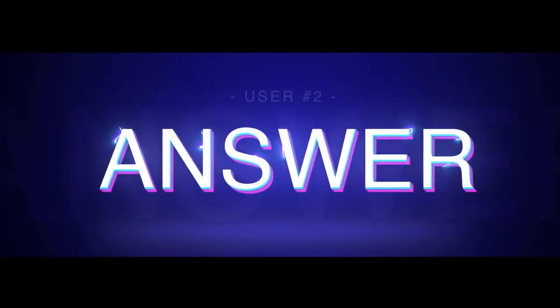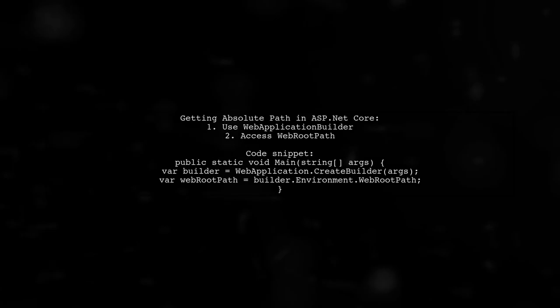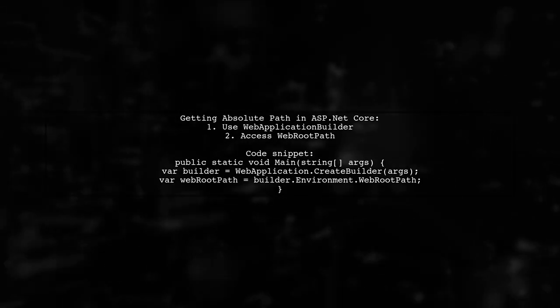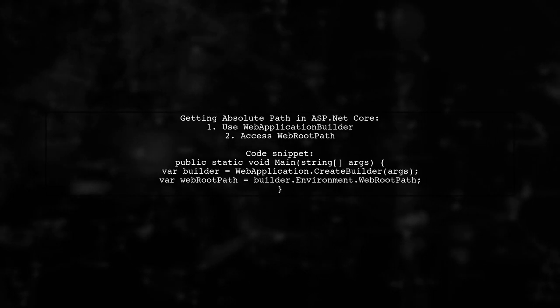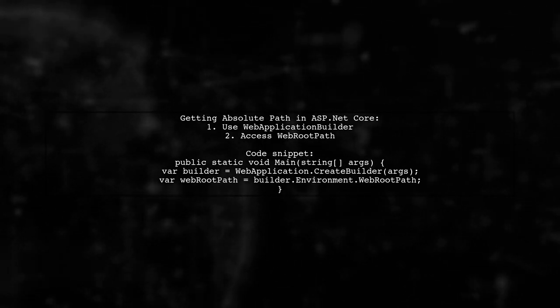Let's now look at another user-suggested answer. To get the absolute path in ASP.NET Core, you can use the WebApplicationBuilder's Environment property. This is particularly useful in startup or program routines.